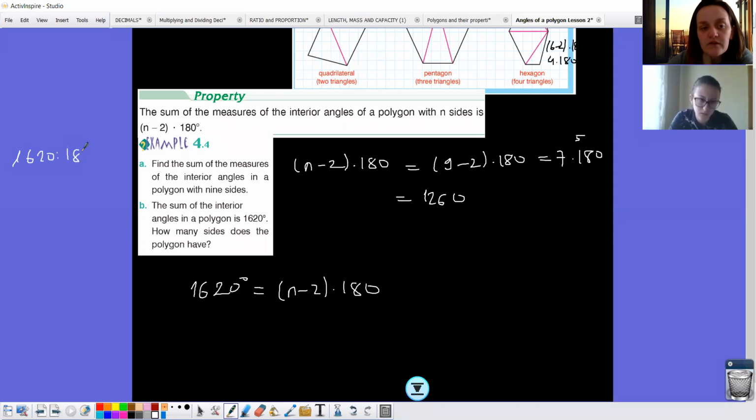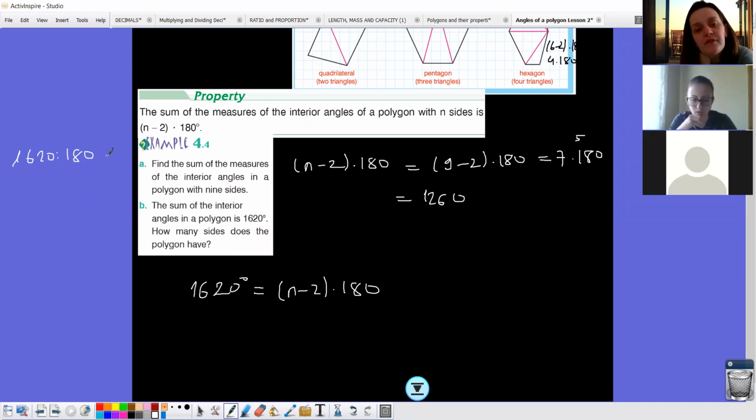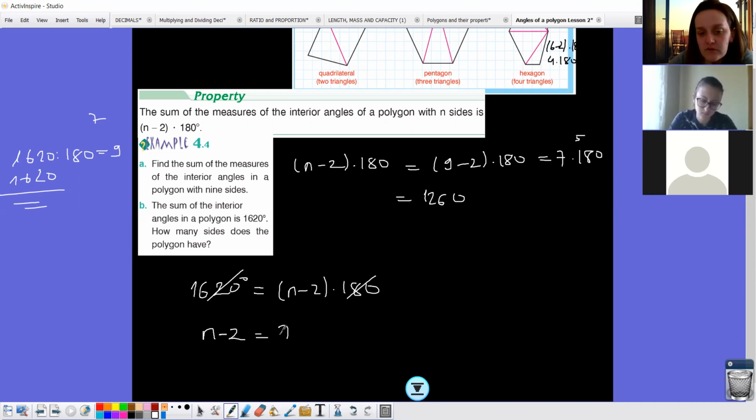1620 divided by 180. What do you think? It should be 9. So 9 times 0, 0. 9 times 8, 72. 9 times 1, it's 9, and 7 in mind, 16. So it's 9. Here directly, I'm simplifying these two, and then I will have n minus 2 is equal to 9. Then n will be 9 plus 2, which is 11.